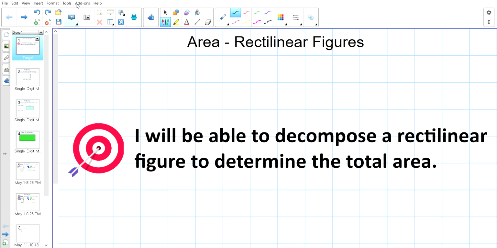Our target for today is, I will be able to decompose a rectilinear figure to determine the total area. Let's start by reviewing some vocabulary.